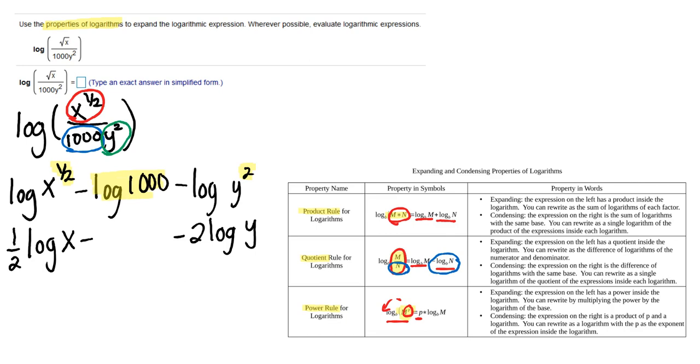Okay. Then the last thing I'm going to do is this one right here in the middle, which is log of 1,000. That's log of a number. Anytime I have log of a number, I want to try to simplify. Notice it says it in the directions: whenever possible, evaluate the log expression. So I want to try to work out what log of 1,000 is. Now no base is written. When no base is written, we have a common log, and common log is base 10.